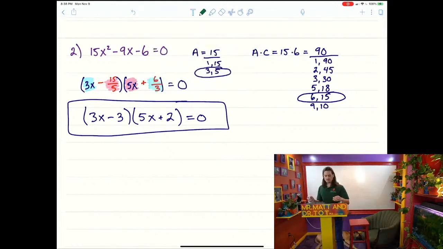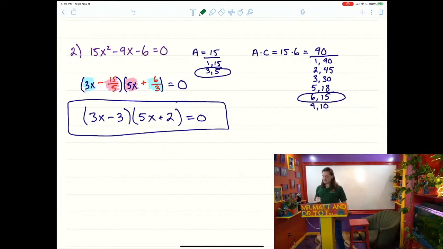Okay, so 15x squared minus 9x minus 6. If we're factoring here when a is not equal to 1, a here is equal to 15. So we need to consider the factors of a, which are 1 and 15, 3 and 5. And then we also need to consider the factors of a times c. 15 times 6 is 90. The factors of 90, there's quite a set: 1 and 90, 2 and 45, 3 and 30, 5 and 18, 6 and 15, 9 and 10.